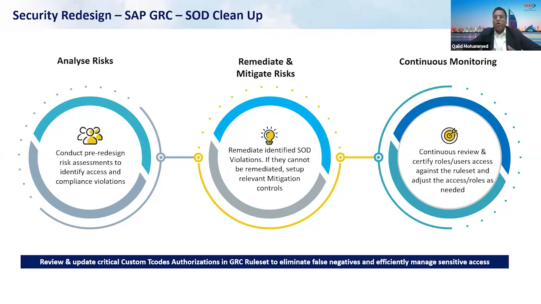So let me talk about the GRC part here. Let's say that a customer already has a GRC system in the landscape. We need to generate all the user analysis reports, risk analysis reports, role risk analysis reports, user risk analysis reports, and all the information from the GRC system before the redesign. That is the first step, and that would be our baseline to validate what kind of work we have done and what we have achieved.